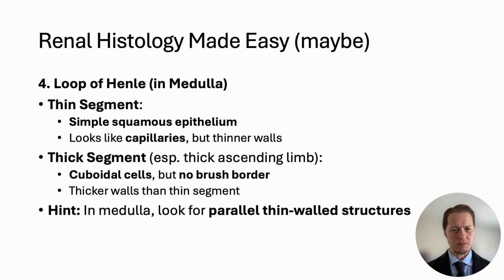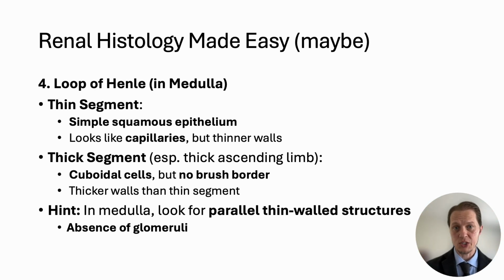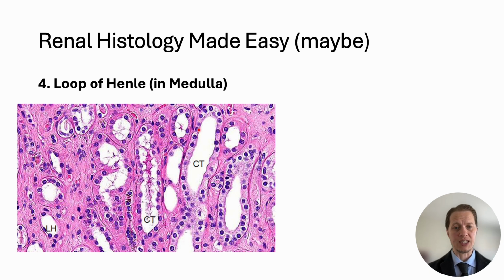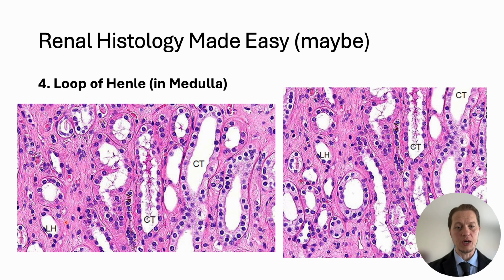Just look for these thin-walled structures, and because there are loops oftentimes in the section, you're not going to get it in cross-section like a little circle, like a donut. You're going to get them longitudinally oriented right next to each other. And FYI, there's going to be no glomeruli because we're in the medulla. So that's this slide here. We have these little loops right here, very thin-walled. Contrast that to this one, which we're going to get to in a moment, very thick-walled cuboidal cells. So that is your loop of Henle.